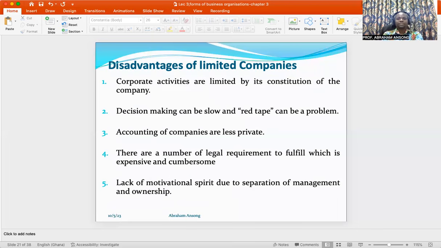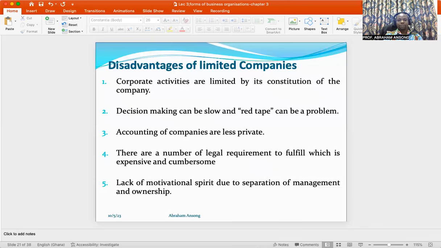The first one is that corporate activities are limited by its constitution, by the constitution of the company. In some jurisdictions, it may be called the regulations of the company. So the regulation is like the constitution of the company. That will spell out what the company stands for and what the company will be doing and so on and so forth. Okay, so most of the time in the constitution or regulation, the objects and the details of what the company will be doing will be spelled out. And in some jurisdictions, it is illegal to go beyond what you say you'll be doing in your constitution or regulation. All right.